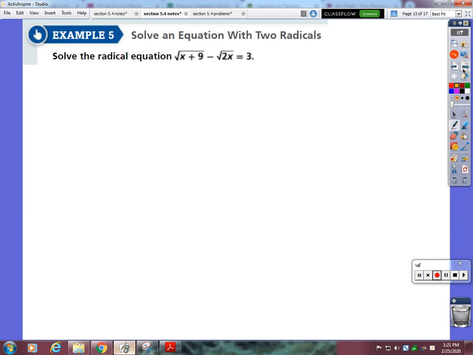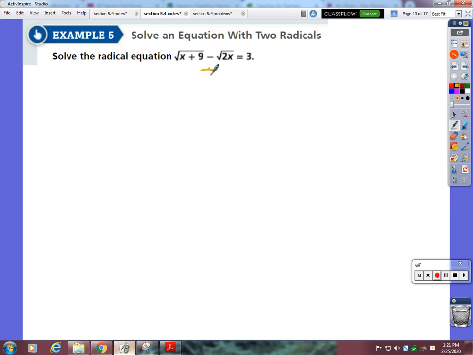All right, so our first step this time, just like our other first step, is to get the square root by itself. There's 2 square roots, though, this time. So we have to decide which one we want to get by itself. Do you want to get the square root of x plus 3 by itself or the square root of 2x by itself? Okay, let's get the square root of x plus 3 by itself.